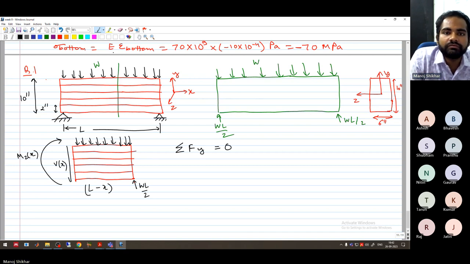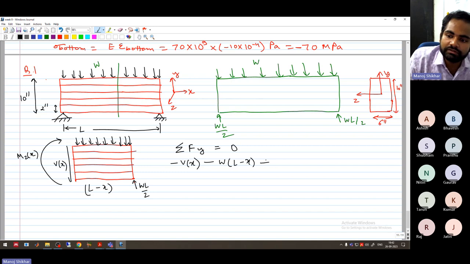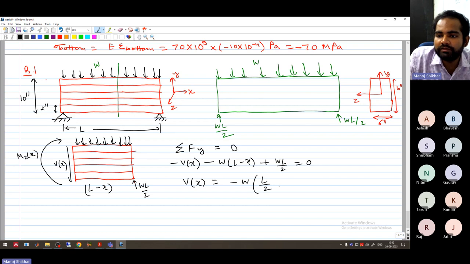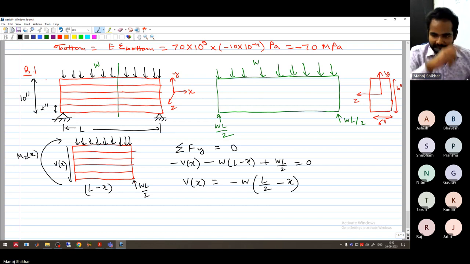If we do summation of force in y direction and equate it to 0, we have minus Vx minus W into L minus x plus W into L by 2 equal to 0. So from here we will get Vx equal to minus W into (L by 2 minus x).